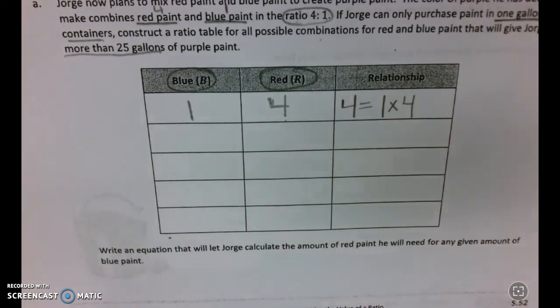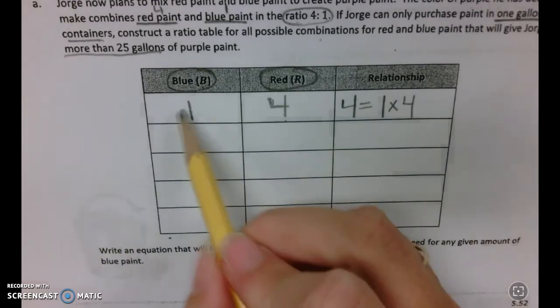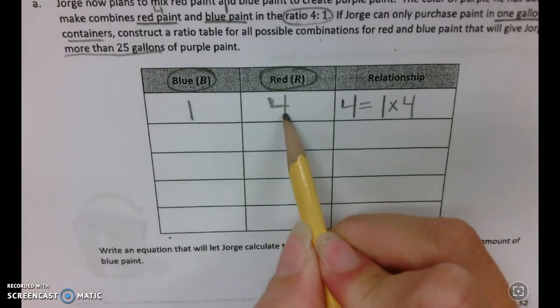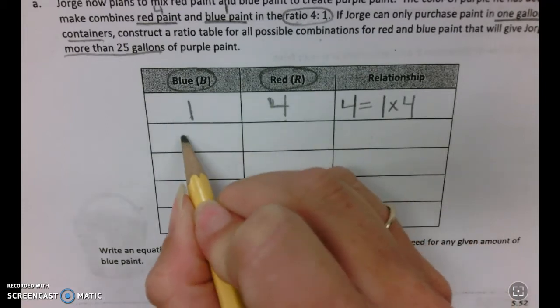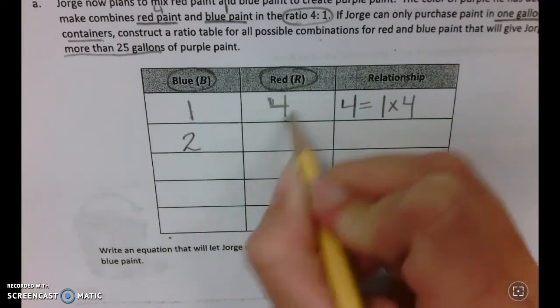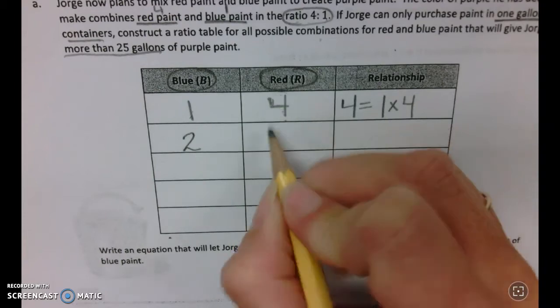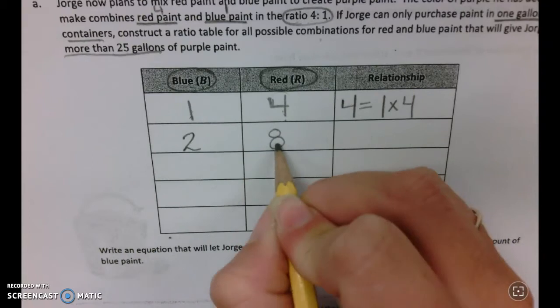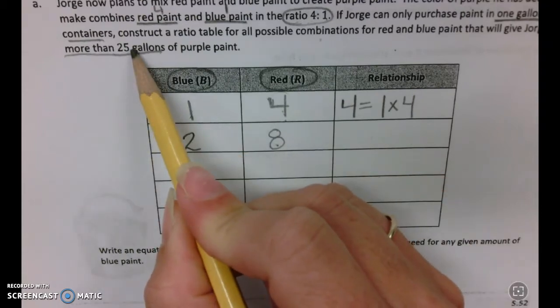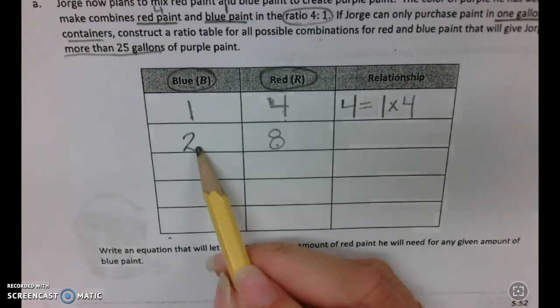Then I would continue to put in equivalent ratios down the chart. If that's something you think you can do on your own, go ahead and push pause and fill it in, and then see if yours was correct next to mine. If you're not sure how to do that, then you can continue watching, and I will walk you through it. All right, if I know that I need 1 container of blue and 4 containers of red, that means if I had 2 containers of blue, I need 2 groups of 4 containers of red, which would be 8. I still want to keep in mind how many gallons I'm using because I don't want to go more than 25. So I see that this is 10.